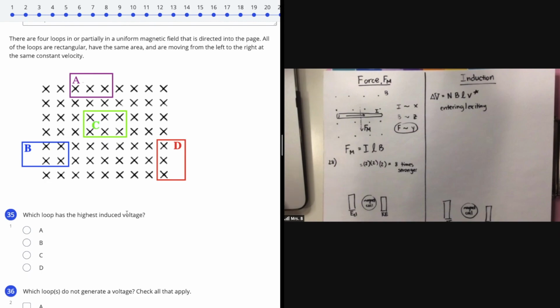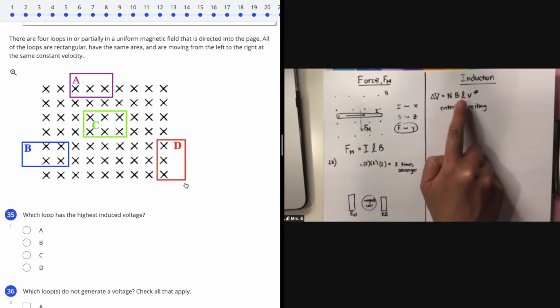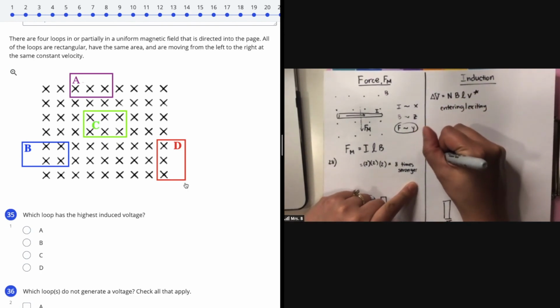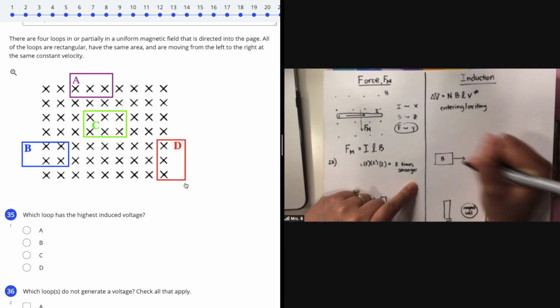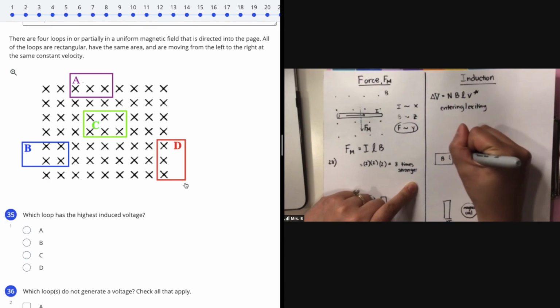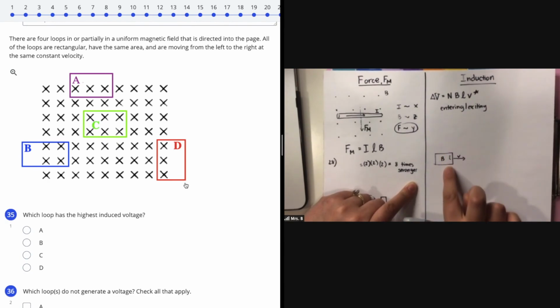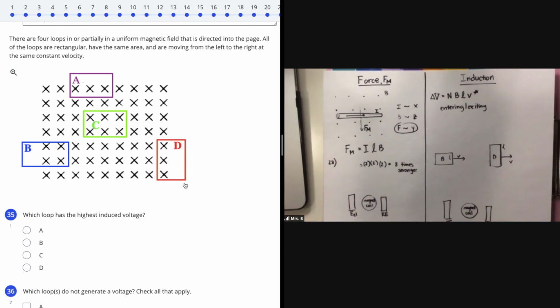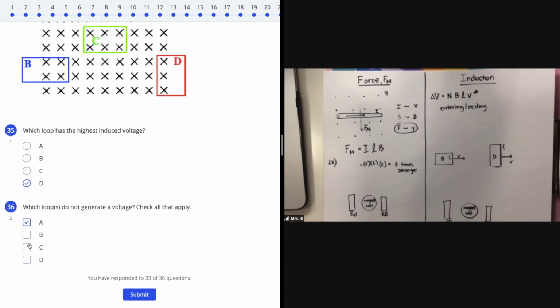That means I'm only comparing B and D. But between B and D, D has the higher voltage because D has the longer length. In fact, if you were thinking about this coil, as B travels to the right, its length is small because it's defined as the length perpendicular to velocity, whereas D's length is a lot longer for its length perpendicular to the velocity. So D has the largest induced voltage, whereas A and C do not. That's all, folks.